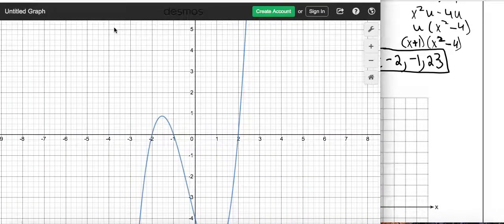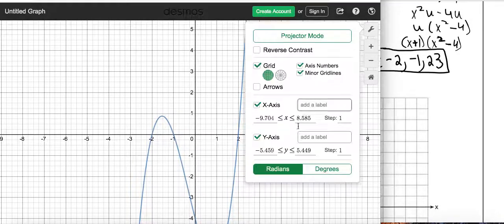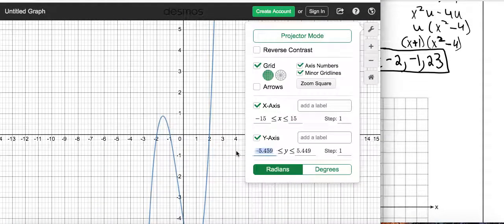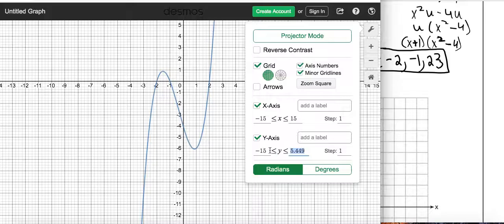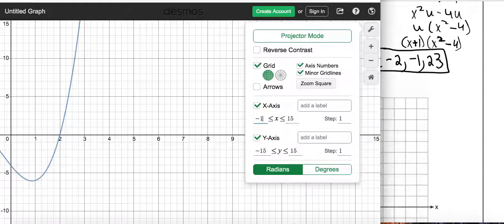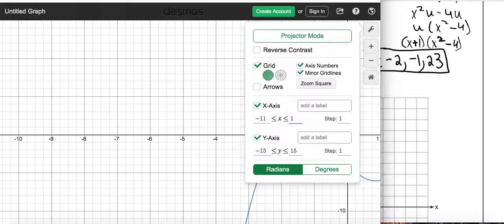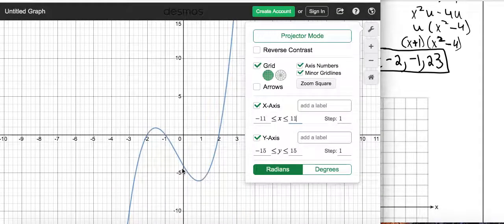Let me get this out of the way. I messed it up again. I don't know how I did that. I'm going to set it from -15 to +15 in case I accidentally make the graph smaller. All right, and we could do this from -11 to +11. I'm just trying to make sure that we could see everything, right?